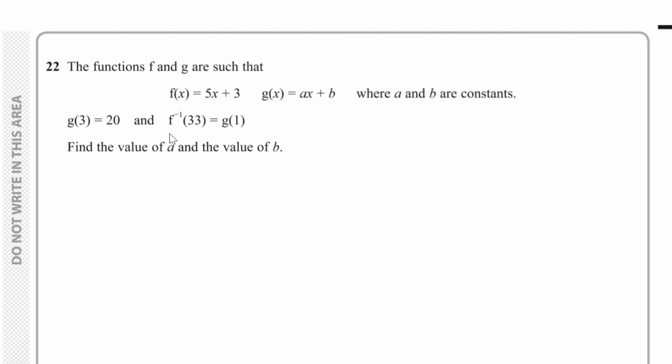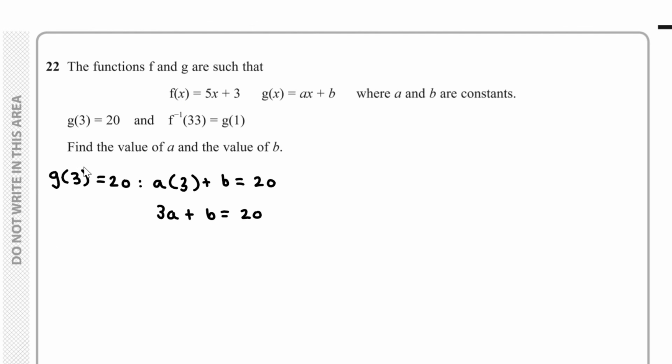Well, first of all, we're given that g of 3 equals 20. So with that information, if we have g of 3 equaling 20, that means we've got a lots of 3 plus b equals 20. In other words, we've got 3a plus b equals 20. Now let's find the inverse of f and then substitute 33 into that.